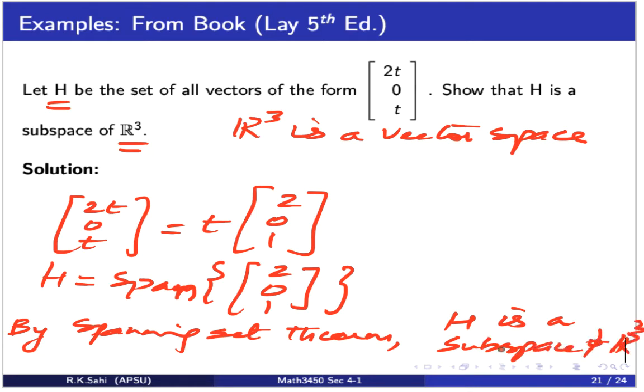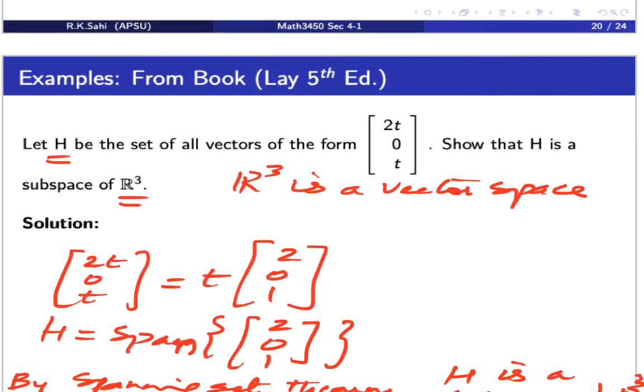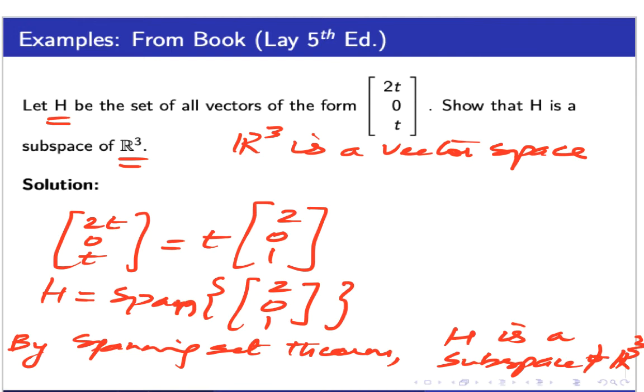So notice, in order to prove something is a subspace of a given vector space, we don't have to go through all those 4 properties. Just apply that theorem, the spanning set subspace theorem. Do you see that here? The spanning set is a subspace. So that is the important part for us: the spanning set is a subspace.